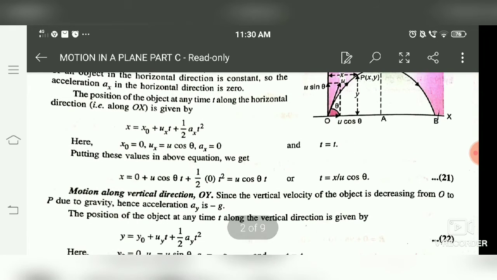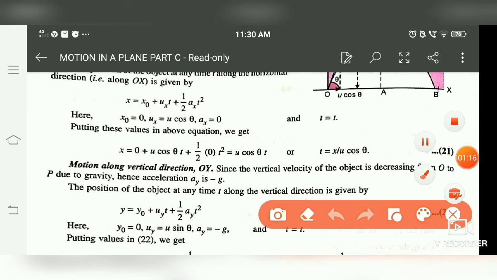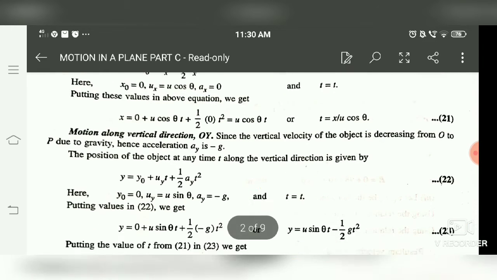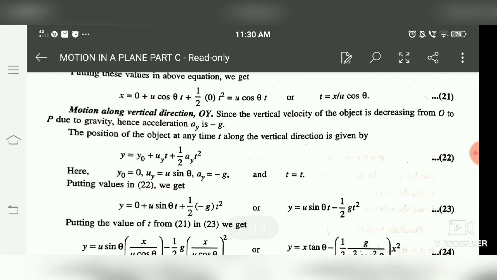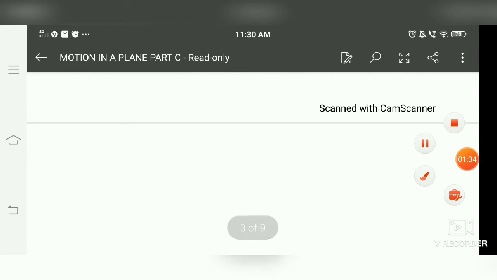Again, by using the equation x is equal to x naught plus ux t plus half ax t squared. We know that ax is 0, ux is u cos theta, and x naught is 0. By substituting the values you will get x is equal to u cos theta t. So from here t is equal to x upon u cos theta. Similarly for y, but here the acceleration is minus g. Why? Because this time the body is moving in the upward direction.